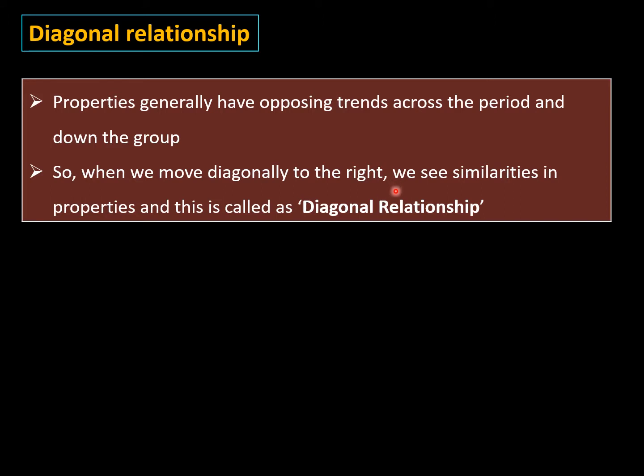So, when we move diagonally to the right, these opposing trends cancel each other's effect, giving similarities in properties, and this is called the diagonal relationship.